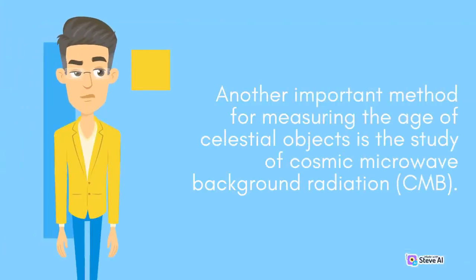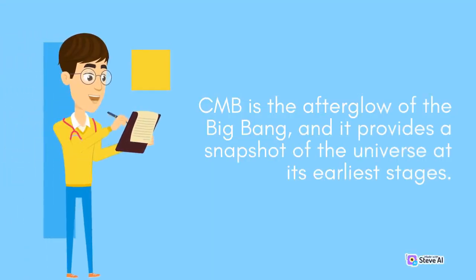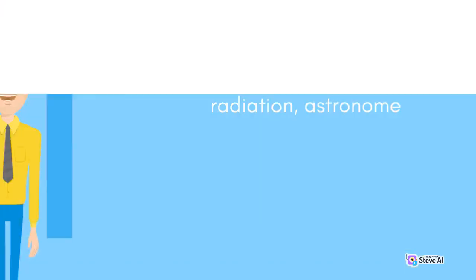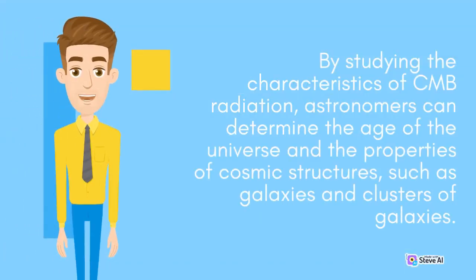Another important method for measuring the age of celestial objects is the study of cosmic microwave background radiation, CMB. CMB is the afterglow of the Big Bang, and it provides a snapshot of the universe at its earliest stages. By studying the characteristics of CMB radiation, astronomers can determine the age of the universe and the properties of cosmic structures, such as galaxies and clusters of galaxies.